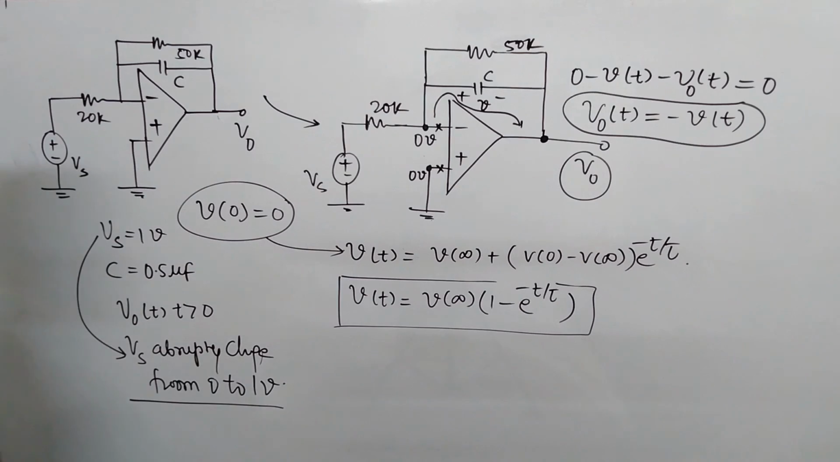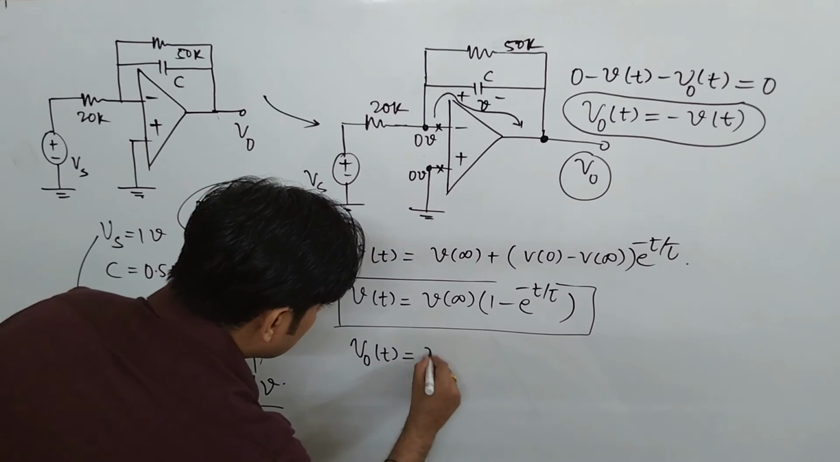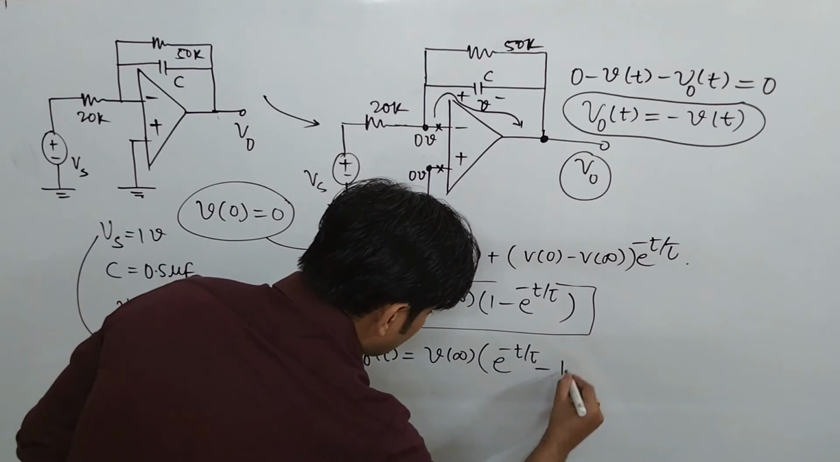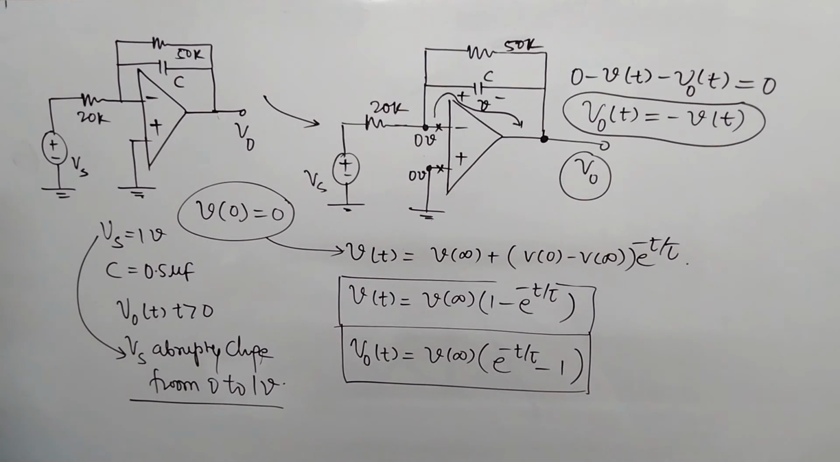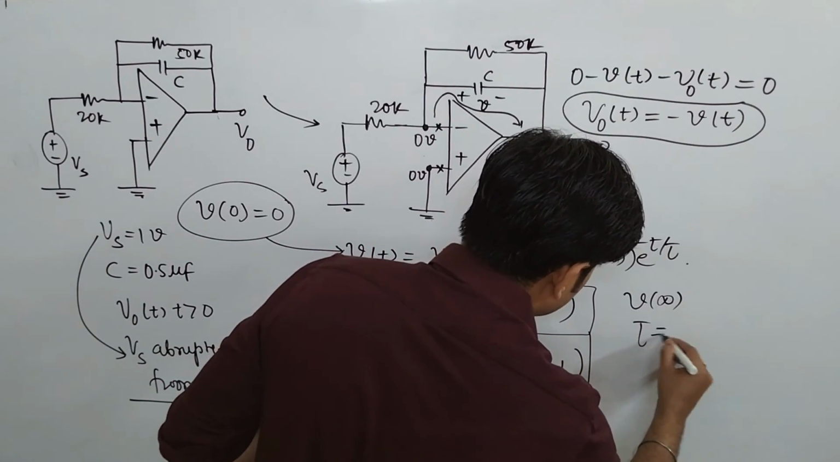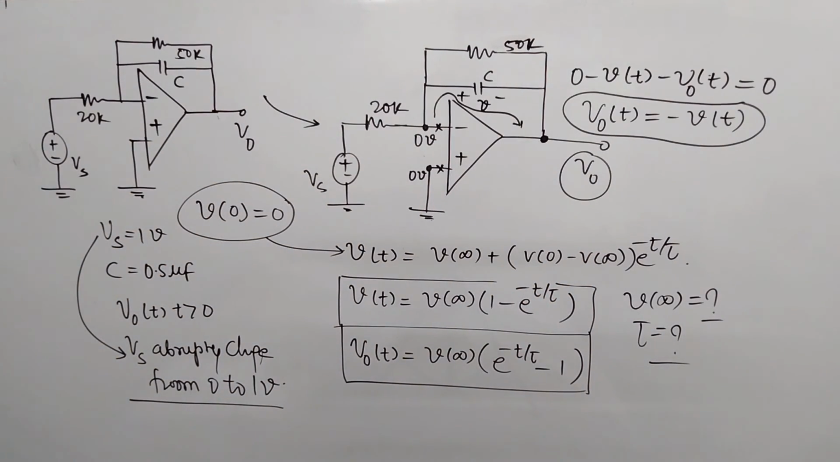From here it is clear that once you find the value of Vt and you reverse it, you will get the value of V0t. Or you can directly write from here that the value of V0t is basically V infinite (e to the power minus t by tau minus 1). Yes, this is the value of your V0t. Now your task is to find the value of V infinite and tau. Once you find these values, you can get the answer. So this is one basic thing which I explained here.